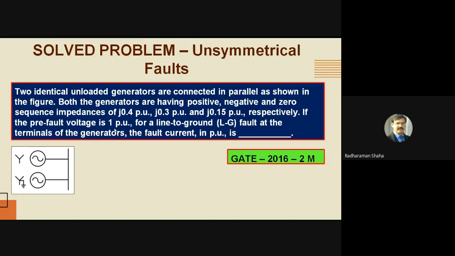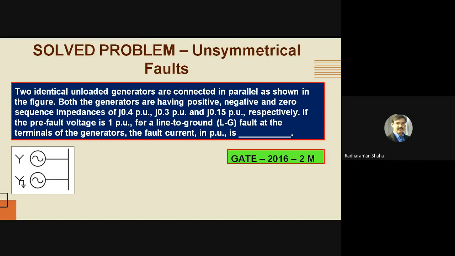That means how will your equation convert now? Your equation will convert now. IF is equal to 3 multiplied by 1 upon Z1 plus Z2 plus Z0. So this is the equation that you have with you. So naturally now you will require Z1, Z2 and Z0.